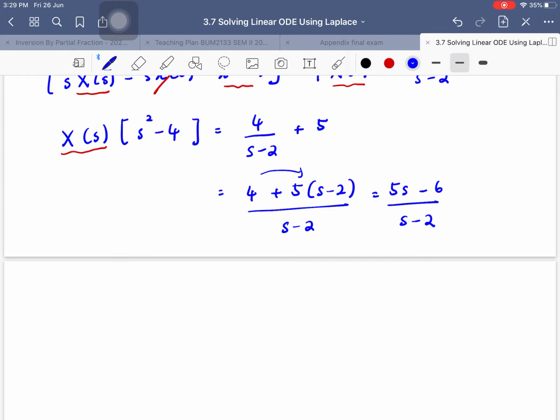Okay, so now I'm going to bring the s squared minus 4 over as well. So I can write that X of s is going to equal 5s minus 6, over s minus 2, multiplied by s squared minus 4. So we have reached the first goal, which is finding the function X of s.